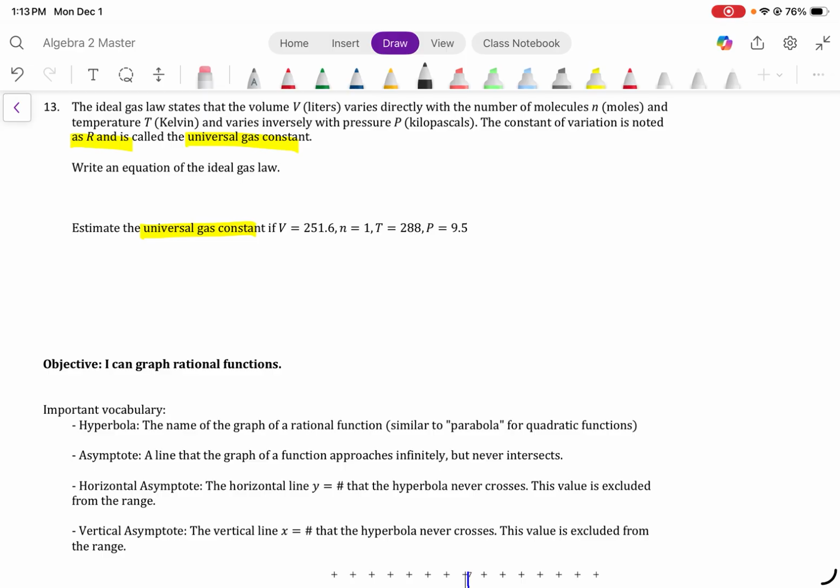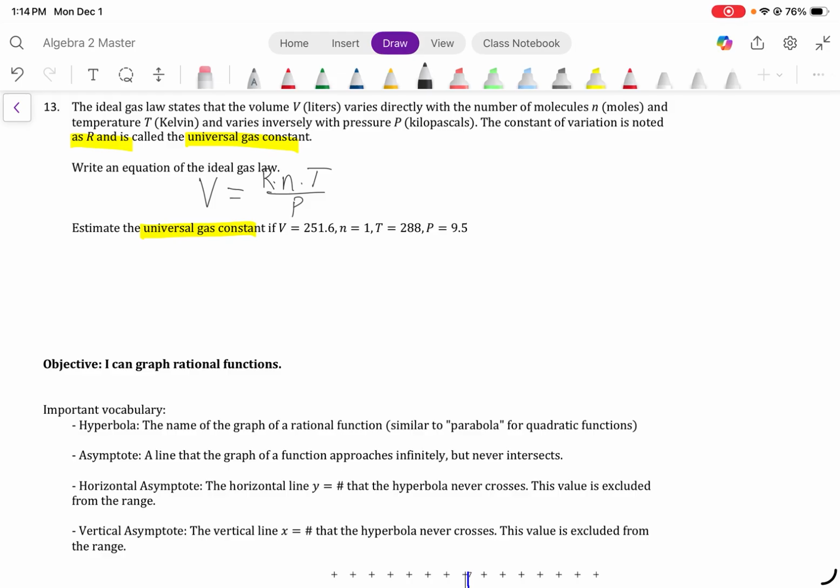So at the beginning it says the volume V varies, that's where I'm going to put my equals, directly with the number of moles and temperature. So I'm going to have N times T. And it's capital T, so I have my capital T. But inversely with the pressure P means divide by P. The constant of variation is called R, capital R. So that goes on top because that's where my K value would have gone.